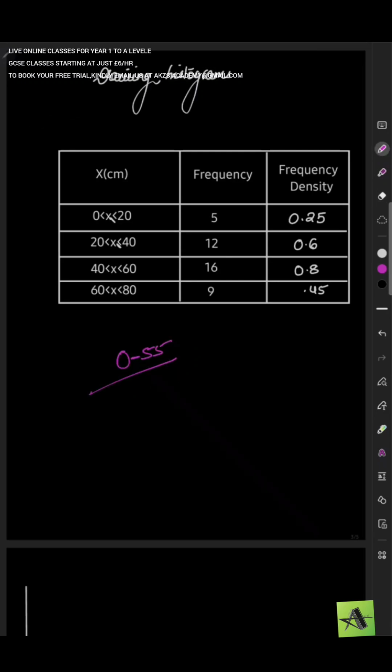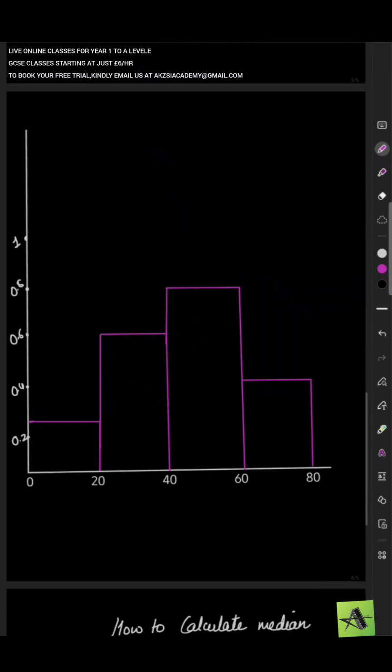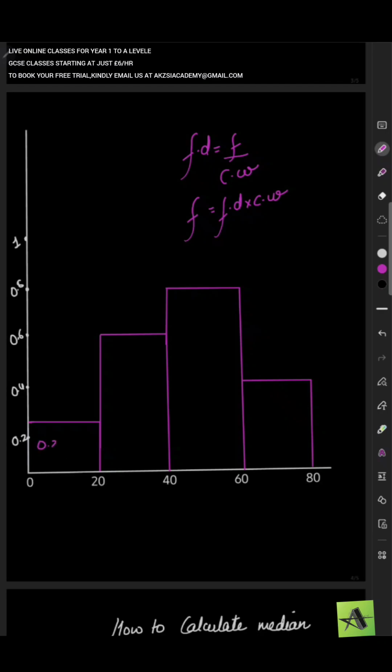55, then the best is to use your histogram to calculate, and we know the formula is frequency density is frequency over class width. So we will be using the same thing. That means your frequency equals frequency density times class width. I can calculate the values of each. From 0 to 20, we have the frequency density as 0.25. That means 0.25 times 20, which is 5, and that's already given up there.